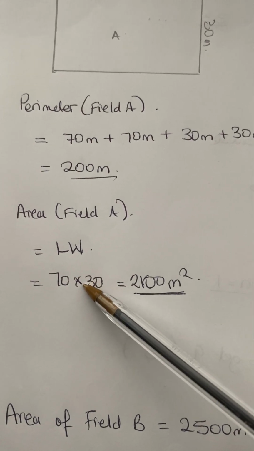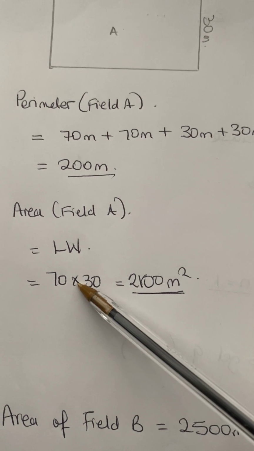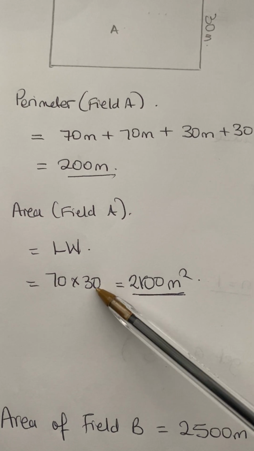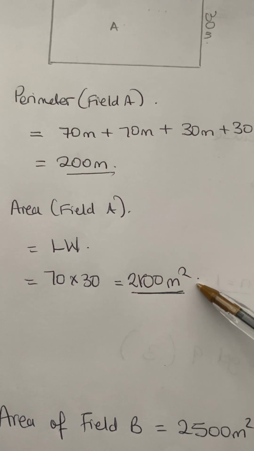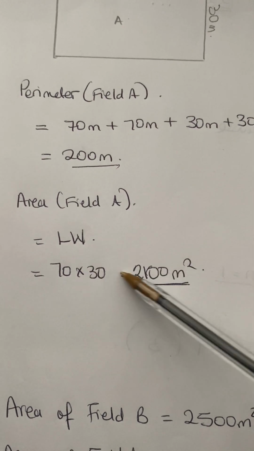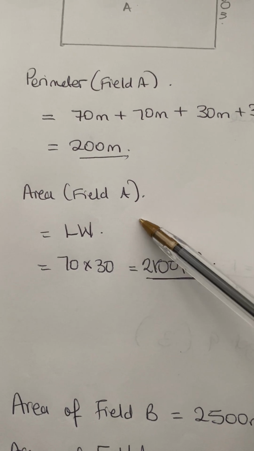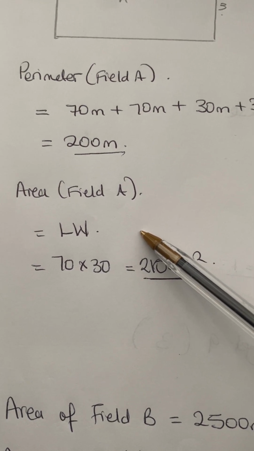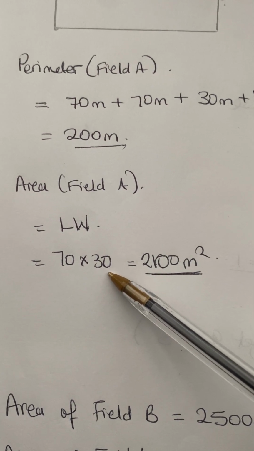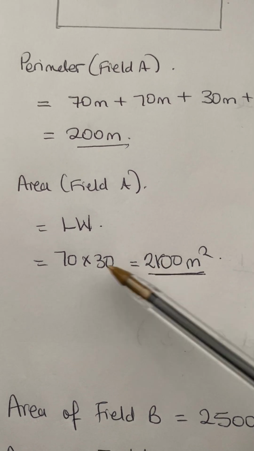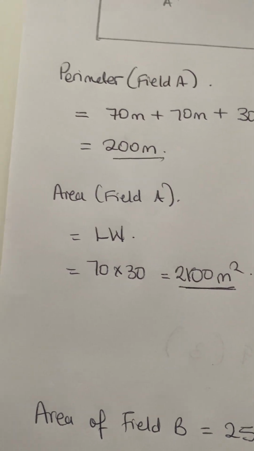30 by 70. 70 by 30 will give you 2100 meters squared. That will be the area of field A. 7 times 3 is 21. You have 2 zeros. You can all do that.